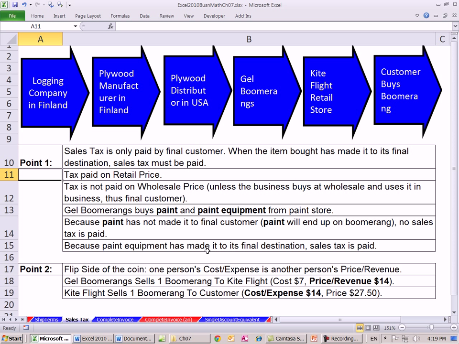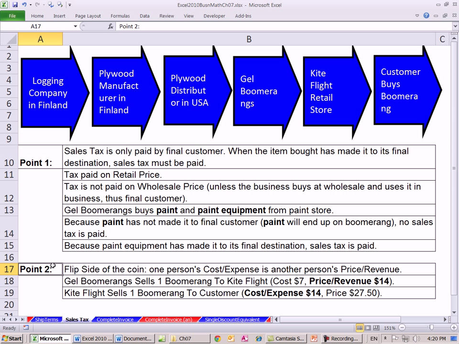Now, I used to be in this situation. You could do one of two things. You either, at the moment of buying it, pay no tax on the paint and tax on the paint equipment. Or the more difficult way is on your local tax forms later, you have to fill in and estimate what your sales tax should have been for something you accidentally bought at wholesale.